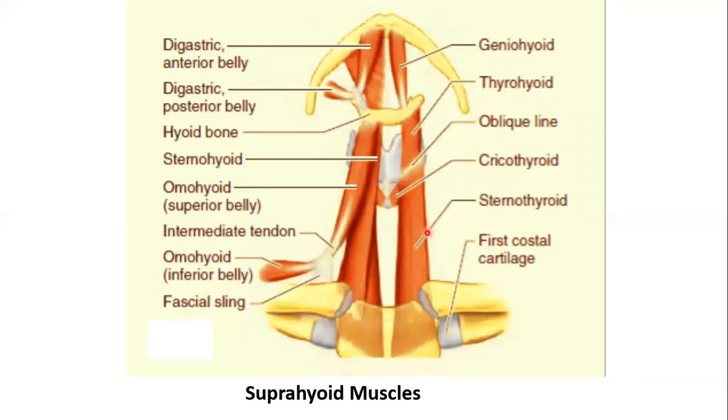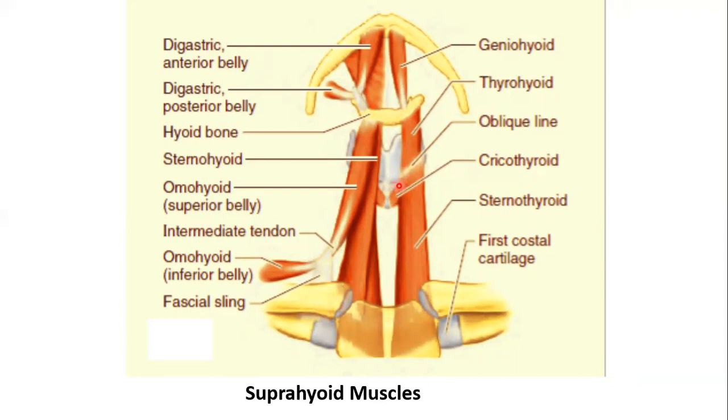Then we move on to the sternothyroid. Where does it come from? The posterior surface of the manubrium and the sternum. The sternothyroid takes its insertion into the oblique line of the thyroid cartilage. This is the thyroid cartilage, and it has an oblique line. So the sternothyroid is attached to the oblique line of the thyroid cartilage. This is the attachment.